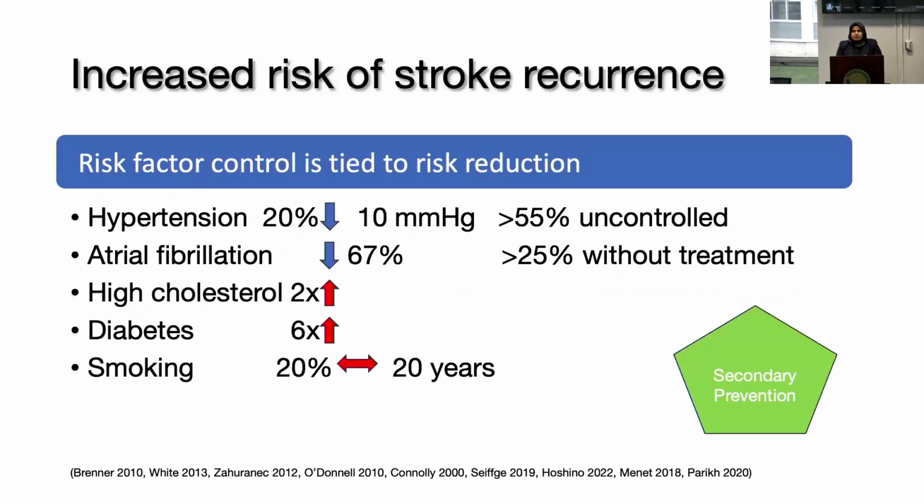Now, when we think about stroke recurrence, we know that risk factor control is tied to risk reduction, and that's your secondary prevention. What happens after a stroke to prevent you from having another stroke? You have to think about hypertension. We know improving hypertension control will reduce your risk of recurrence. So just for example, a 20% reduction by lowering your blood pressure by about 10 millimeters of mercury. So like I tell people at bedside, you improve your blood pressure control, your risk of having another stroke will go down by 20%. You improve your cholesterol, same thing. Diabetes, more than that. Smoking, same thing.